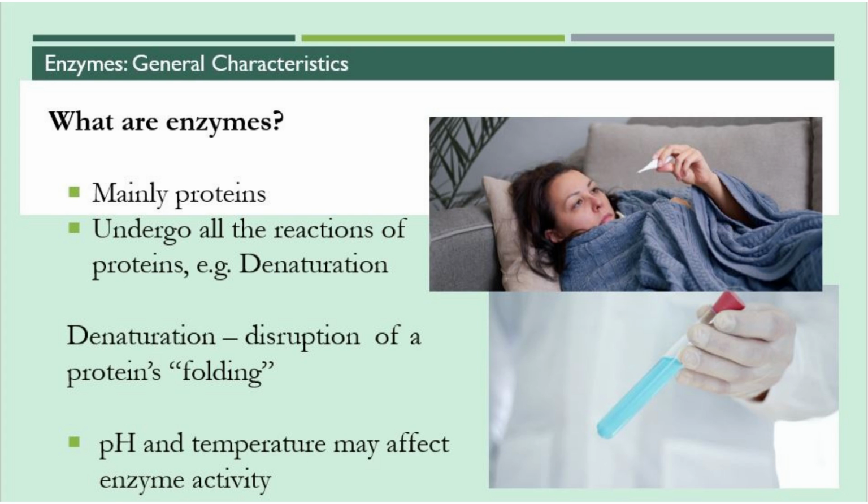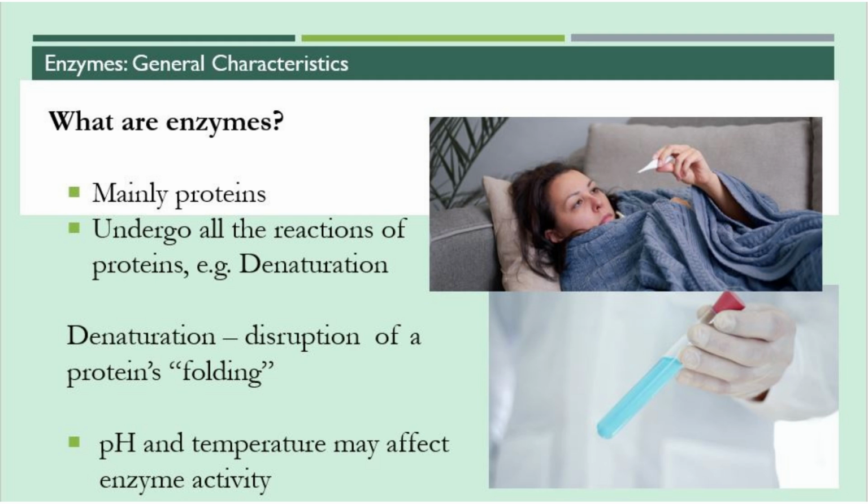Okay, like what I've said, enzymes are mainly proteins. And because they are mainly proteins, enzymes also possess the same characteristics, the same properties. They're also subjected to the same destructive mechanisms as proteins do. Okay? They undergo all the reactions of proteins. For example, denaturation. So enzymes can also denaturize. Okay? If you can remember in our discussion on proteins, denaturation is the process or the disruption of a protein's folding. Okay, so since enzymes are mostly proteins, they can also undergo denaturation.